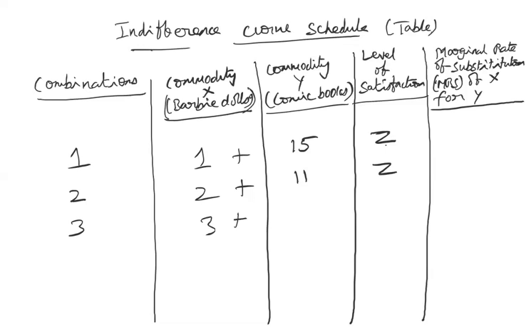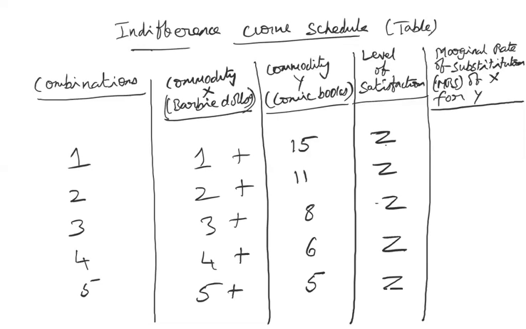So 3 Barbie dolls, and she is willing to give up 3 units of comic books, and 4 Barbie dolls, 6, and 5 plus. So these are all the combinations she's picking up where her total satisfaction is remaining. So all these are remaining constant. The total satisfaction is not changing. Okay.